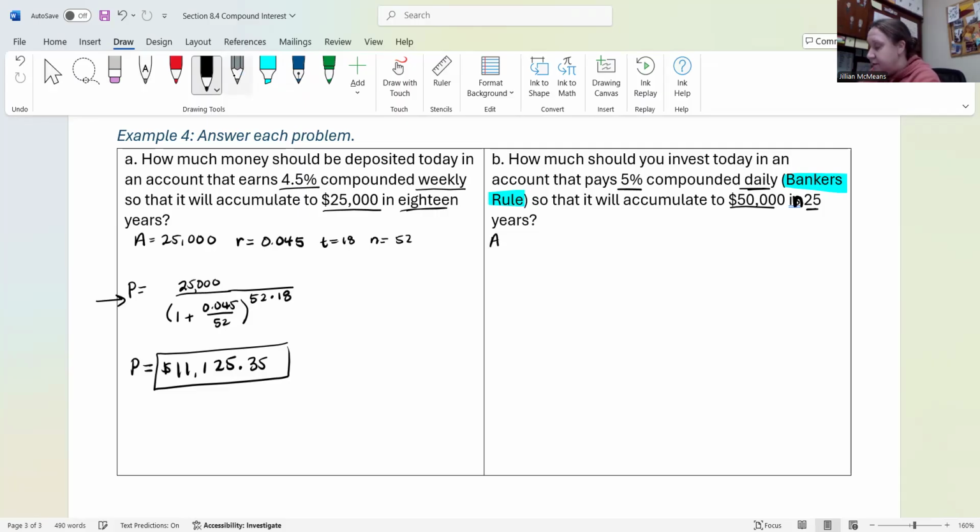We know what A is. A is $50,000. We know what R is. R is 5%, so 0.05. Now we know what T is. T is 25 because we want $50,000 in 25 years.